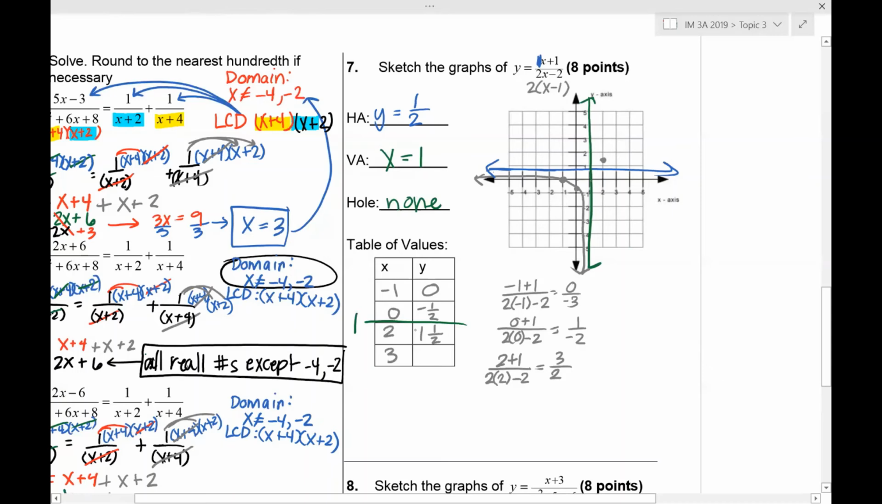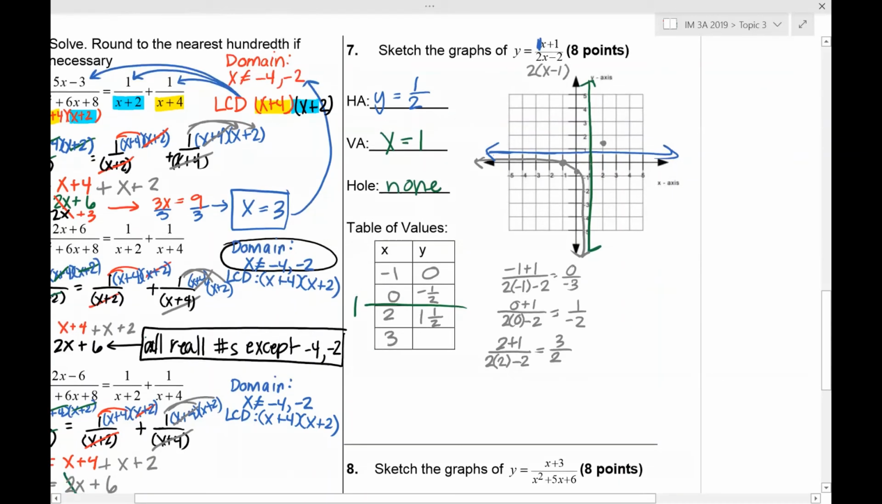And then when I plug in 3, plus 1 over 2 times 3 minus 2 is 4 over 6 minus 2, which is 4 over 4, so that's 1. So the y coordinate at 3 is 1. So that's going to be in the top right quadrant between my two asymptotes. So that graph did not have a hole. It had a single vertical asymptote.